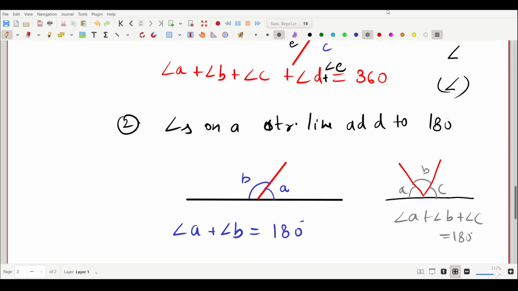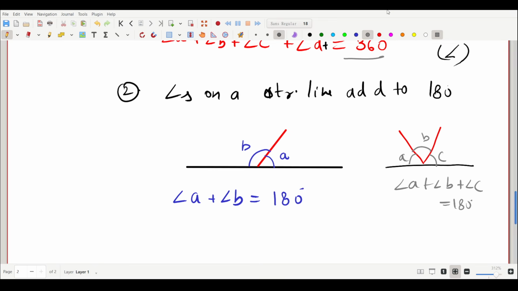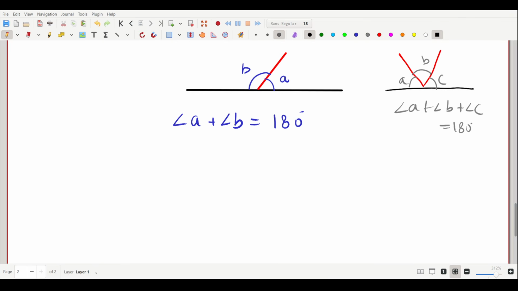That means the sum of all angles around a point is 360. The sum of all angles on a straight line is 180. Two things. Now the third foundational thing of the geometry chapter: vertically opposite angles are equal.